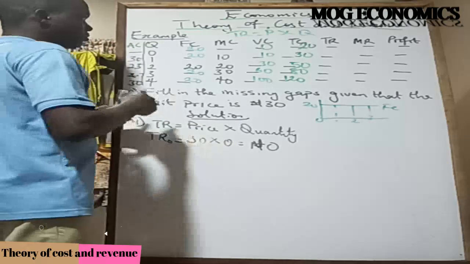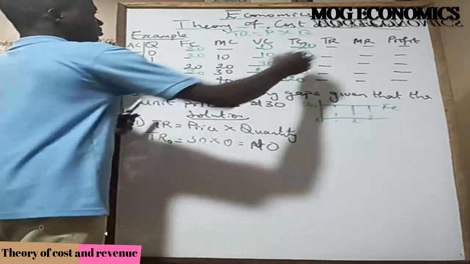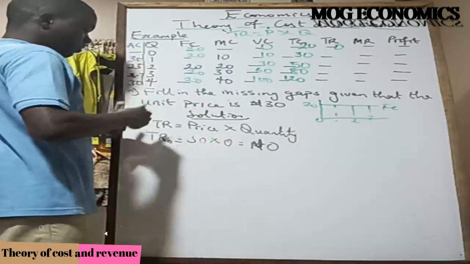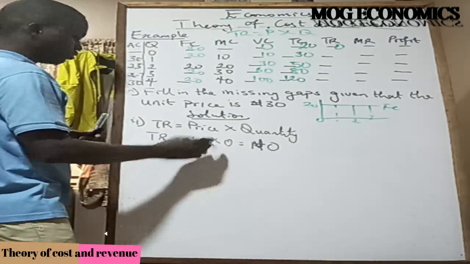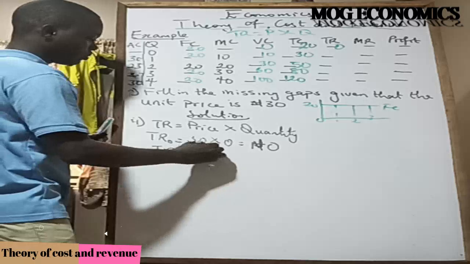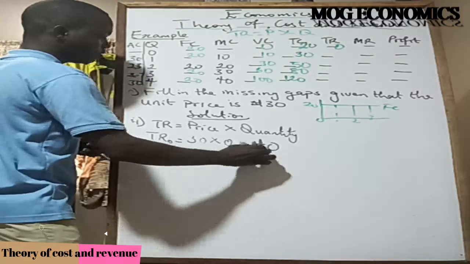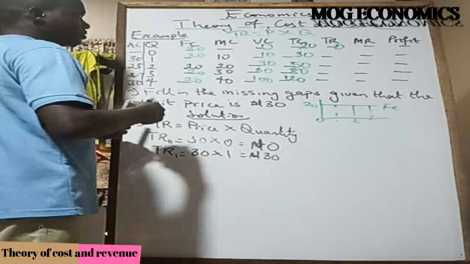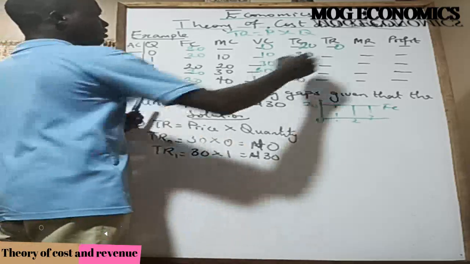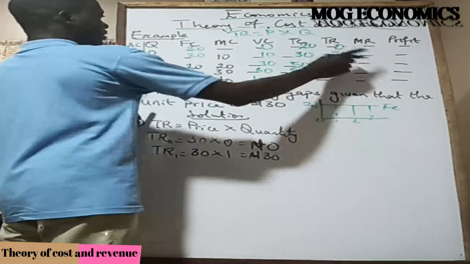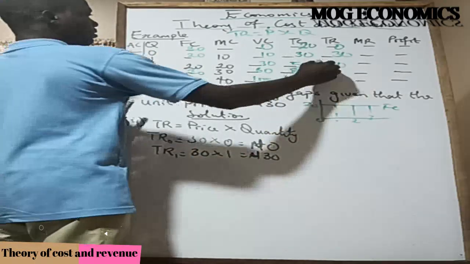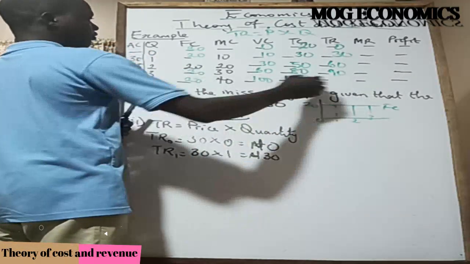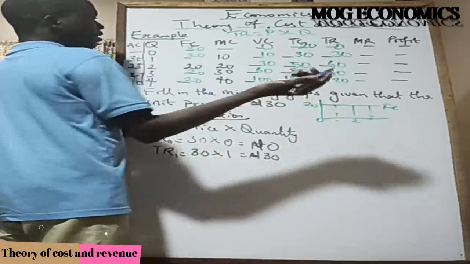Alright, so here we have 0. Then TR1 equals 30 multiplied by 1, and that's 30. So 30 multiplied by 2, 60. 30 multiplied by 3, 90. 30 multiplied by 4, 120. Alright, so we are done.